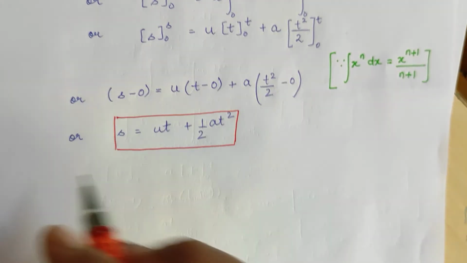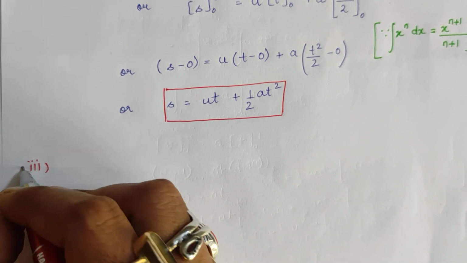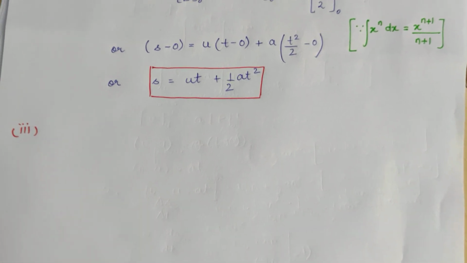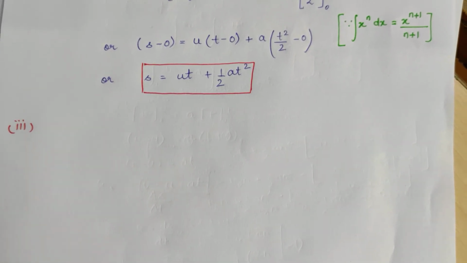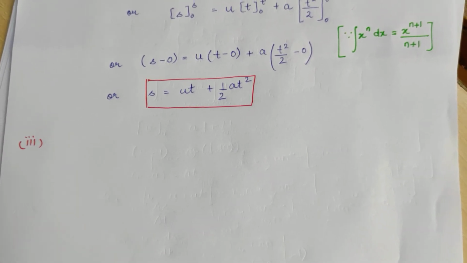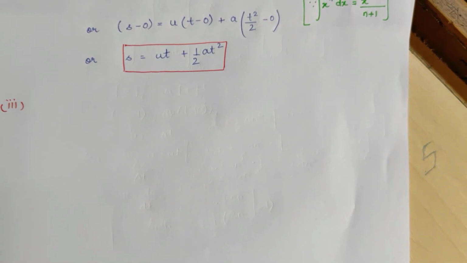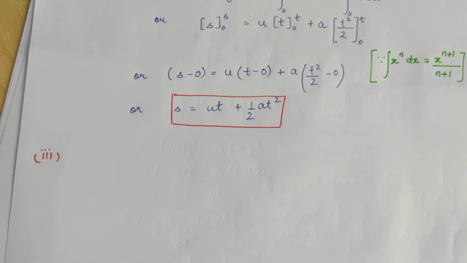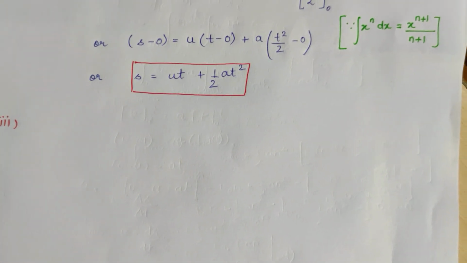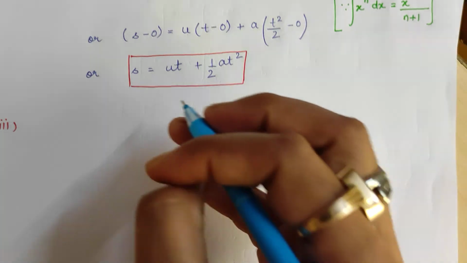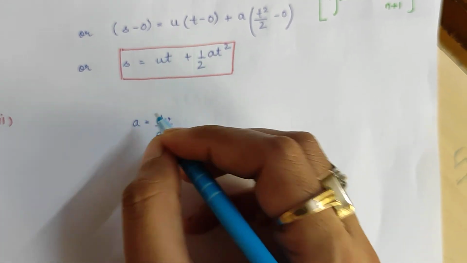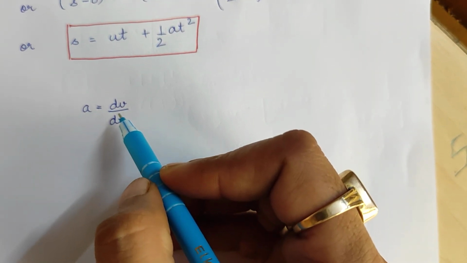Fine. Now let's talk about the third equation of motion. In the first equation of motion, we have used acceleration to initiate the derivation. In the second equation of motion, we have used velocity. In both these, we had t, but here we cannot use t. Okay. So here also we will first start with the acceleration formula, which is change in velocity upon change in time, or we can write it as a is equal to dv by dt.